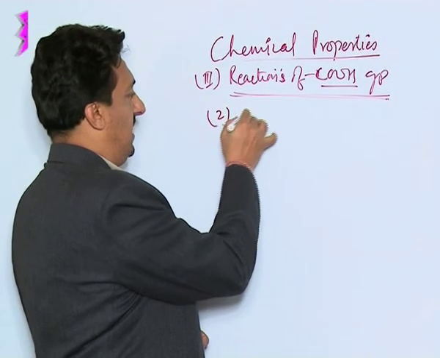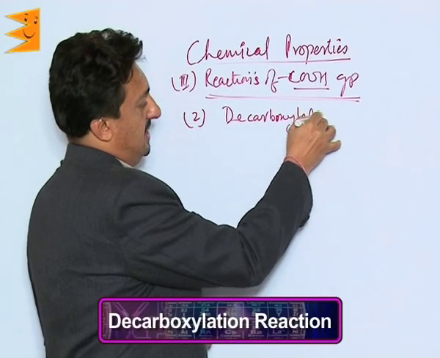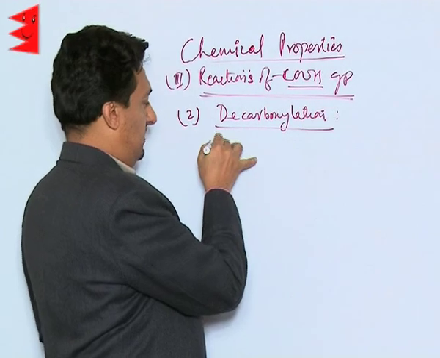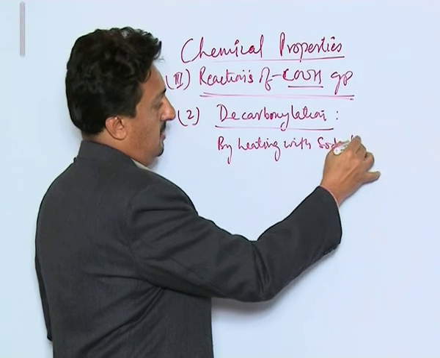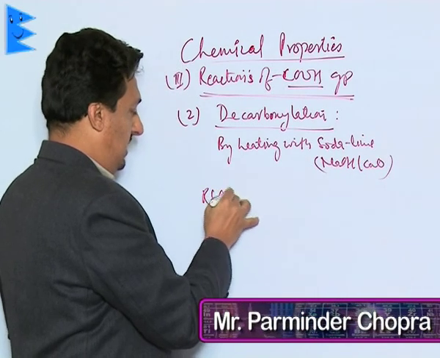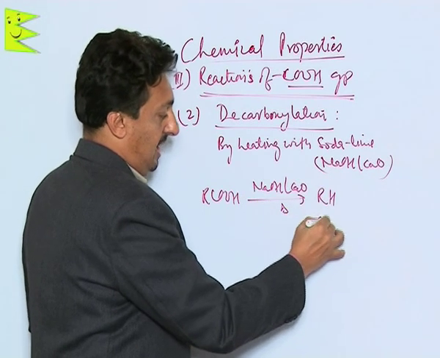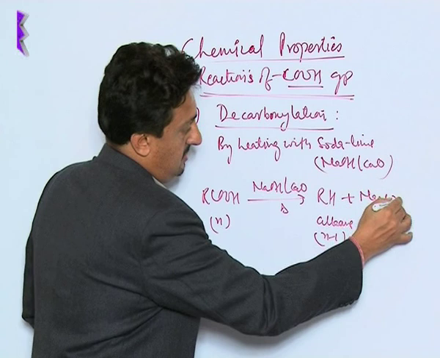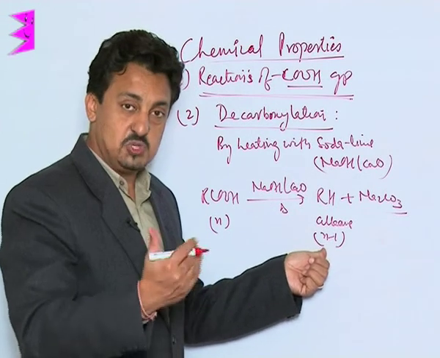The second category of reaction is decarboxylation, which is basically what? The loss of the carboxylic group. It is done by heating with soda lime, NaOH and calcium oxide. So any carboxylic acid when heated with soda lime forms alkane with one carbon less. So if this acid has n number of carbon atoms, the alkane formed will have n minus 1.